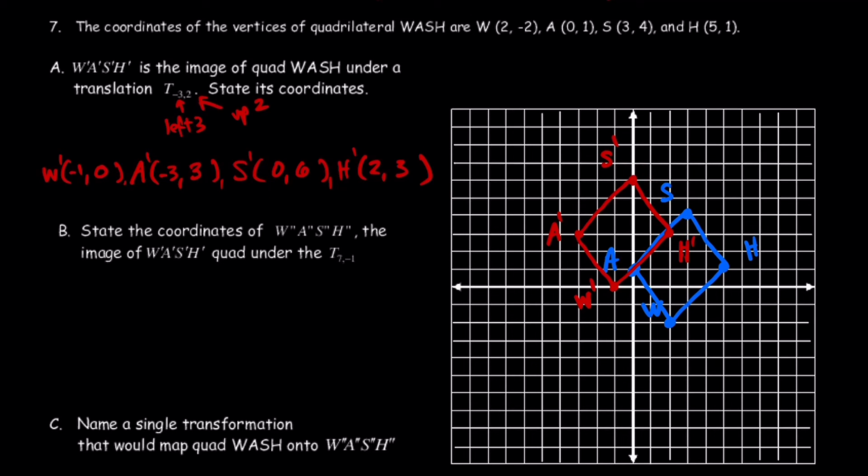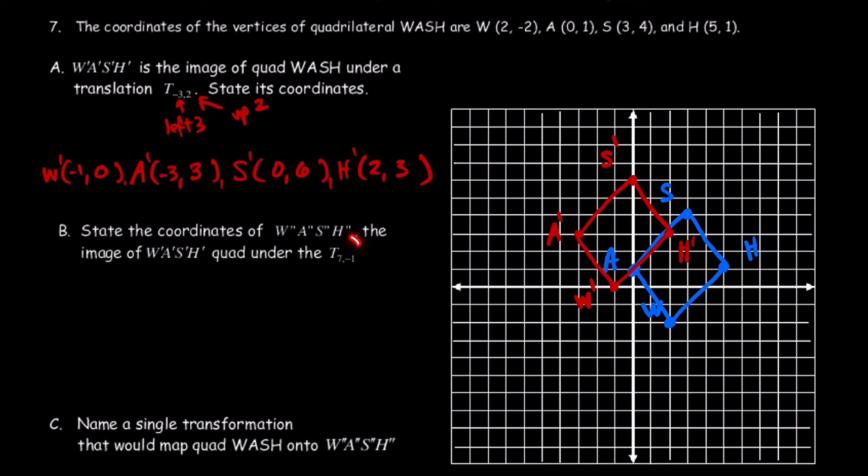Okay? Now, what I need to do is state the coordinates of W double prime, the image of W prime. So notice we have 2 quadrilaterals now on my grid. I have to move one of them. Which one do I move? This one. So I'm dealing with the red quadrilateral.